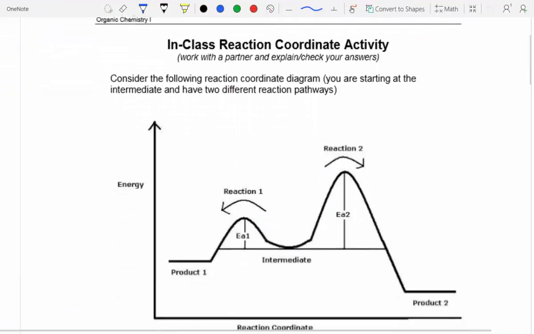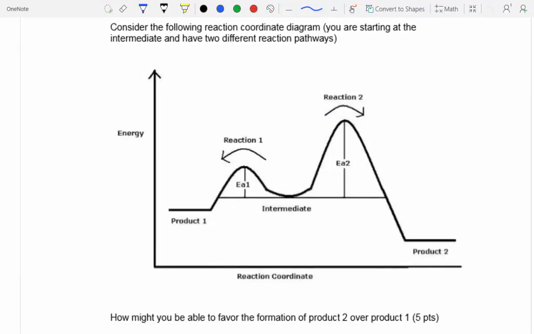Let's consider this example. This used to be an in-class activity, but I wanted to do it as a group. Let's say we're starting right here in this well. And I've got two different pathways. I've got reaction pathway 1 that goes to the left, and I've got reaction pathway 2 to the right. Question I have for you guys is, how might you be able to favor the formation of product 2 over product 1? And how might you be able to favor the formation of product 1 over product 2?